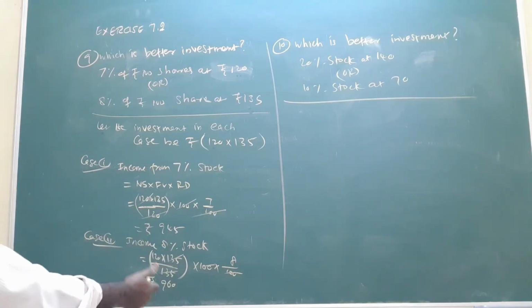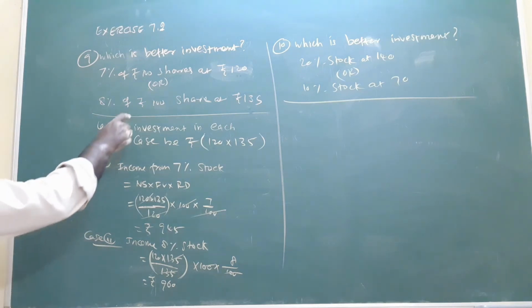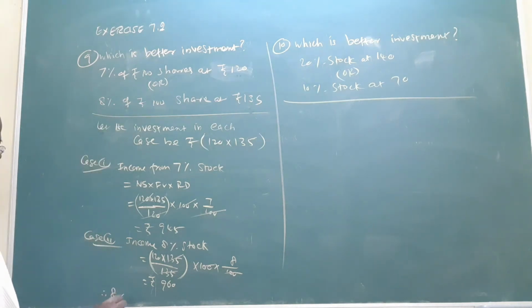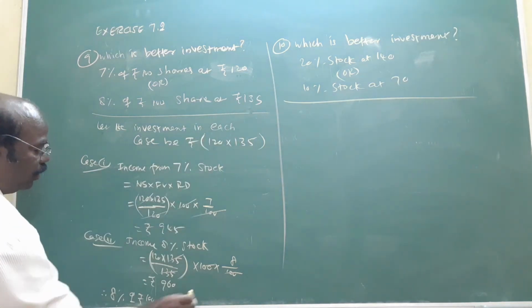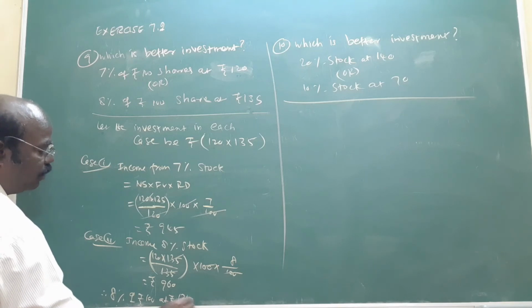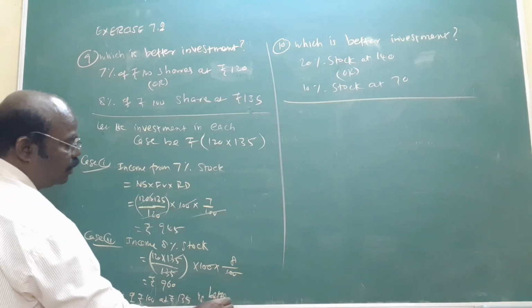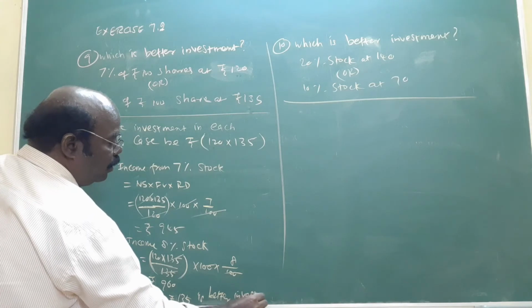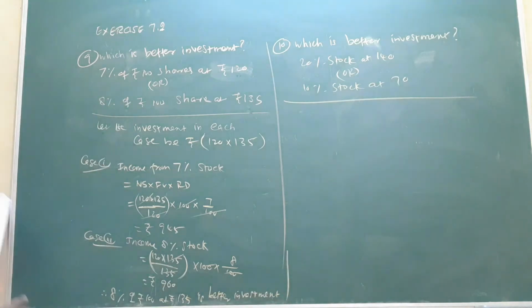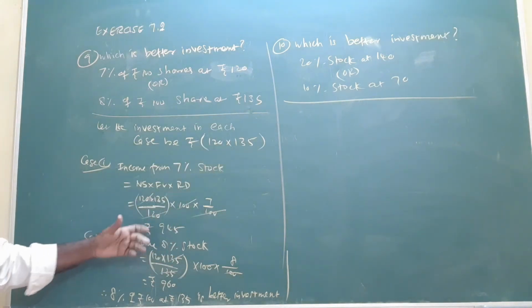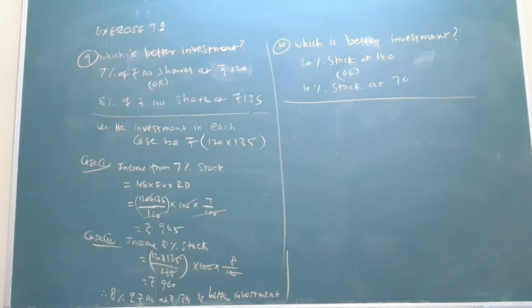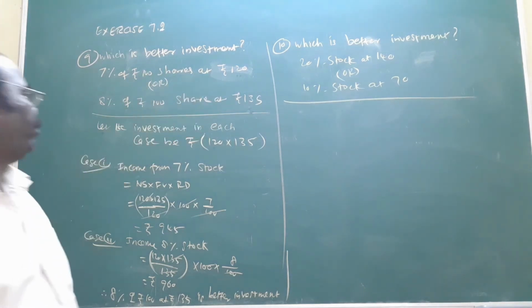Am I right? Therefore, the second one gives more amount. Therefore, 8% of rupees 100 at 135 rupees is the better investment. I am assuming both are multiplied, then only both get cancelled. We get the answer easily. That is the concept. The same thing applies here also.